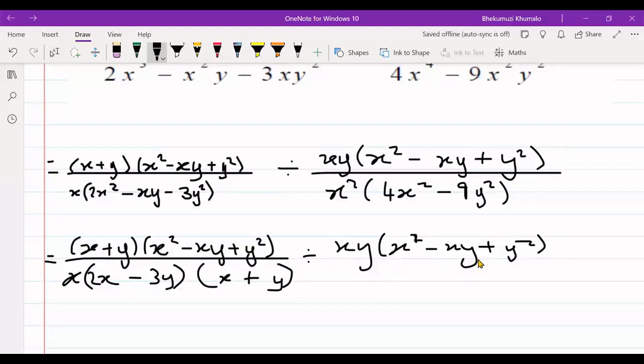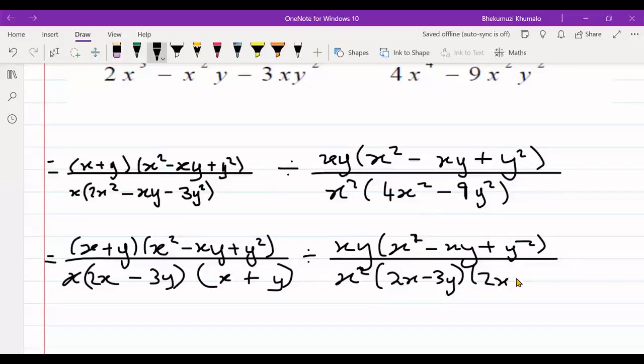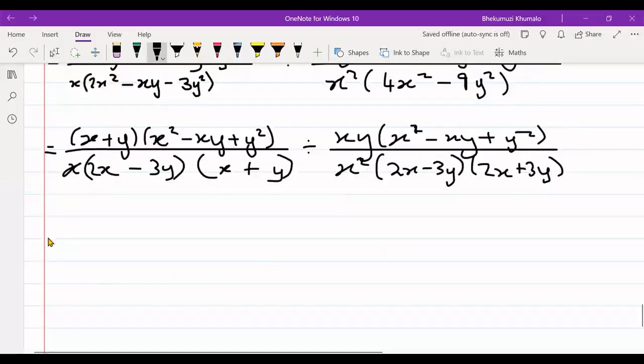And then underneath, you can see we have a difference of 2 squares. So it's actually x squared, and this would be 2x minus 3y, and this would be 2x plus 3y. And so now we have factorized completely. There are no more factorizations that we need to do. We needed to factorize twice. However, there are no more factorizations that we need to apply to simplify it.